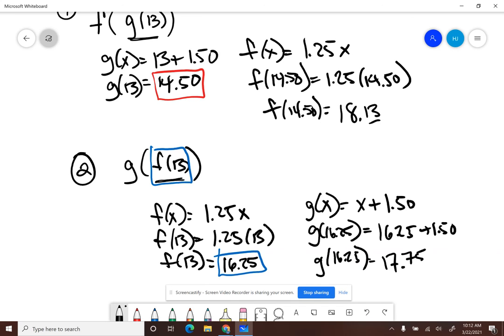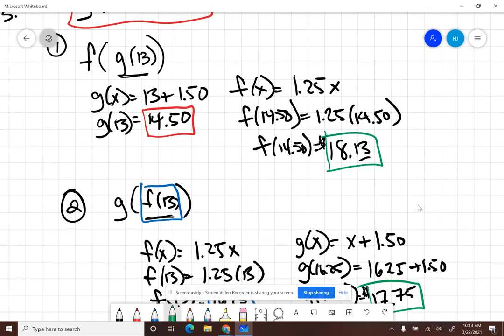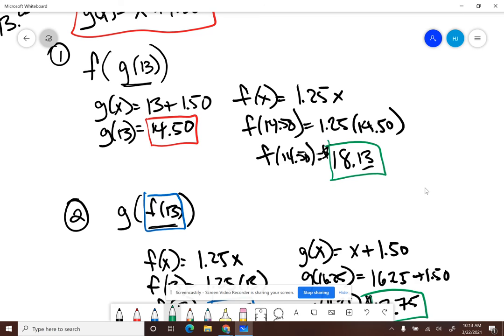Now I want you to just think for just a second. If I am the store, not the consumer, but the store that is selling this to a consumer, which one do I want to do first? Well, obviously, I want to charge the consumer the most I could possibly do, so that I could make a larger profit, right? So again, here are my two amounts, $18.13 and $17.75. Doesn't seem like much, but if I sell 1,000 of those, that's going to be a pretty good chunk of change. So again, if I am the store, I want to make sure that I am applying that shipping charge first, right? And then adding my markup.